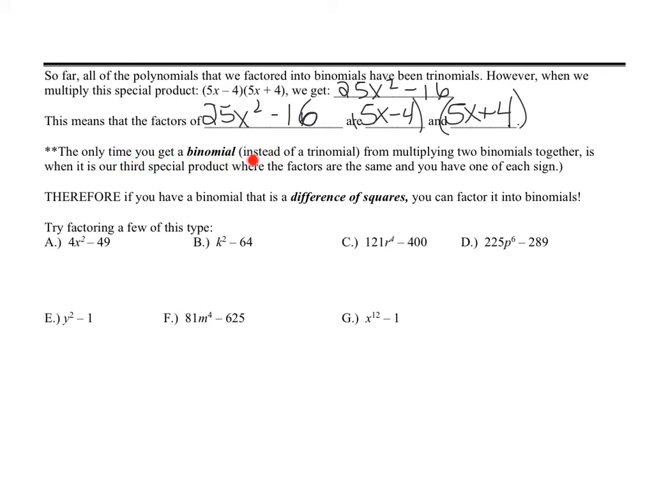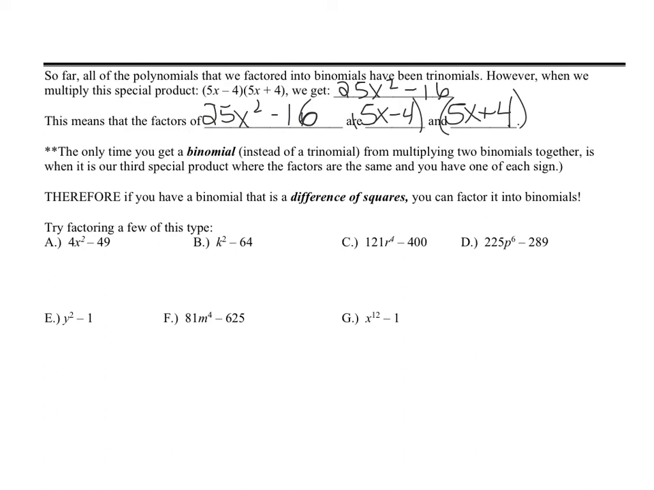The only time that you can get a binomial instead of a trinomial from multiplying 2 binomials together is when it's our third special product, where the factors are the same and you have one of each sign. So therefore, if you have a binomial that is a difference of squares, you can factor it into binomials. That is the only time you can factor something with only 2 terms, is if it's a difference of squares.